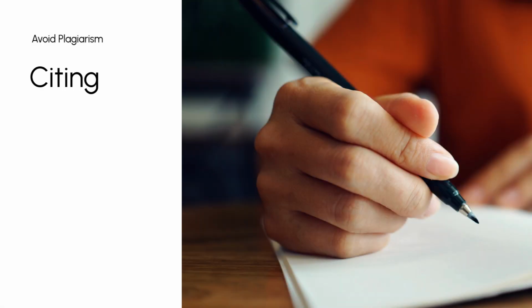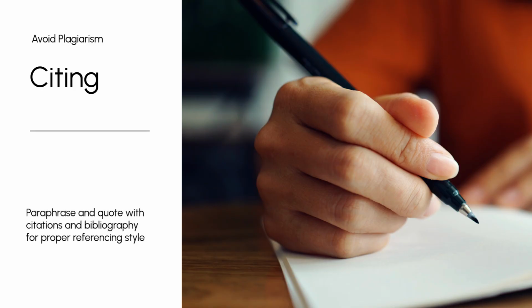Cite sources as you write to avoid plagiarism. Use a mix of paraphrasing and direct quotations. Ensure each citation supports your point. Include in-text citations and a full bibliography. Follow the required referencing style consistently.